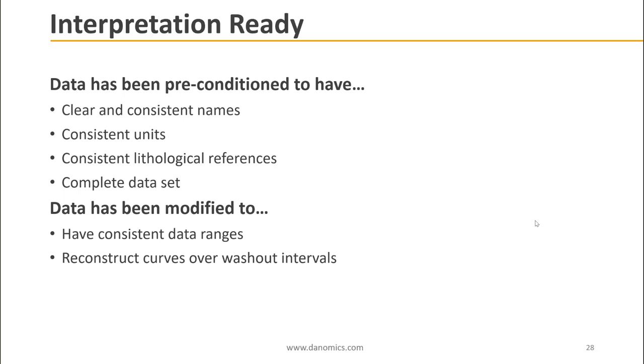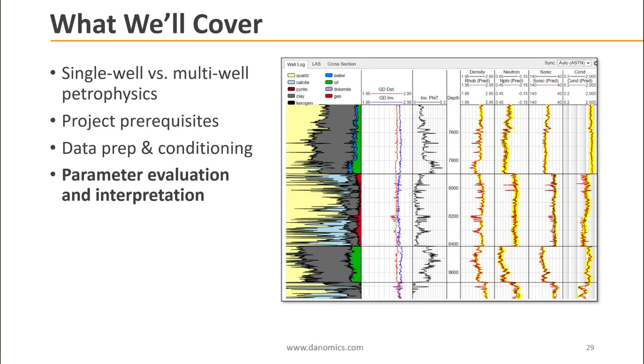And once we've done this, our data is now interpretation ready. So we've got clear and consistent names, consistent units, consistent lithological references. Everything's been composited together. Then we performed normalization to make sure we have consistent data ranges, and we cleaned our data up by repairing the curves where we have washouts. And now we're ready to start our interpretation.